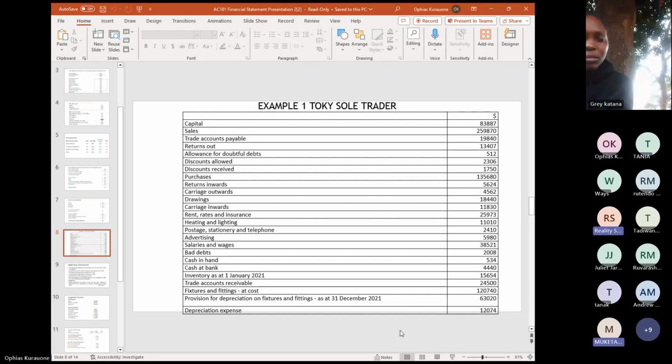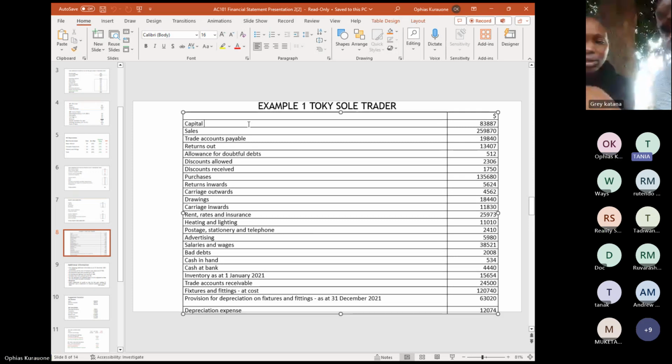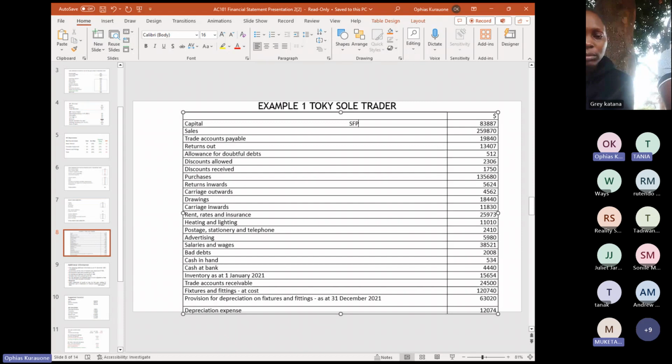Example one for Toki, sole trader. Capital 82,887. Sales. Okay, thank you. We'll go line by line. Then you say capital. Where do you present the capital? In the statement of financial position or what you call a balance sheet. So I will say statement of financial position or balance sheet.